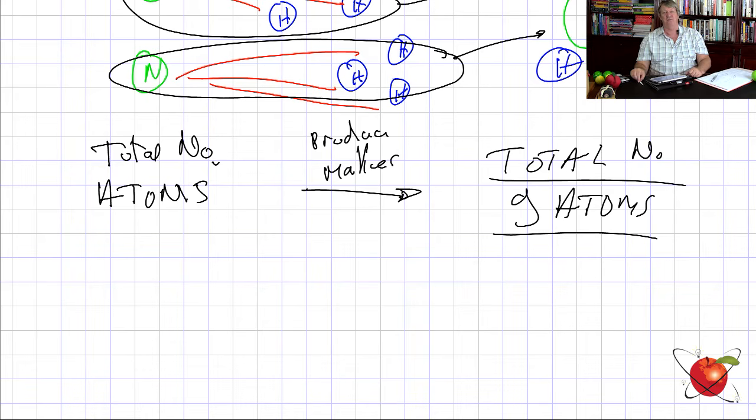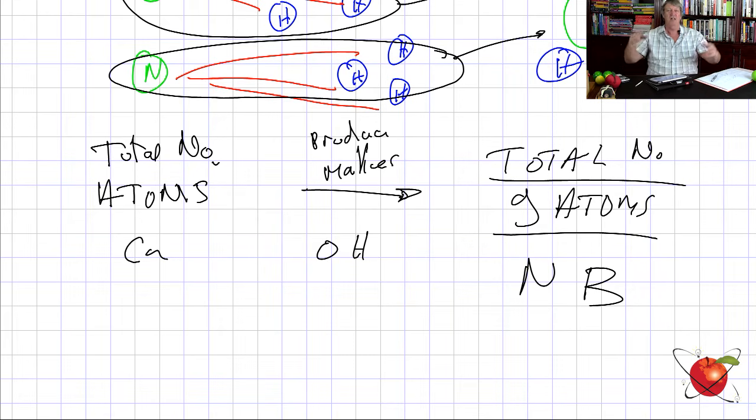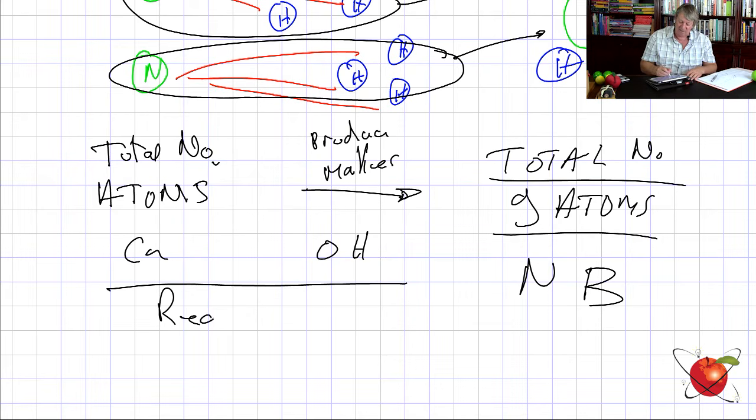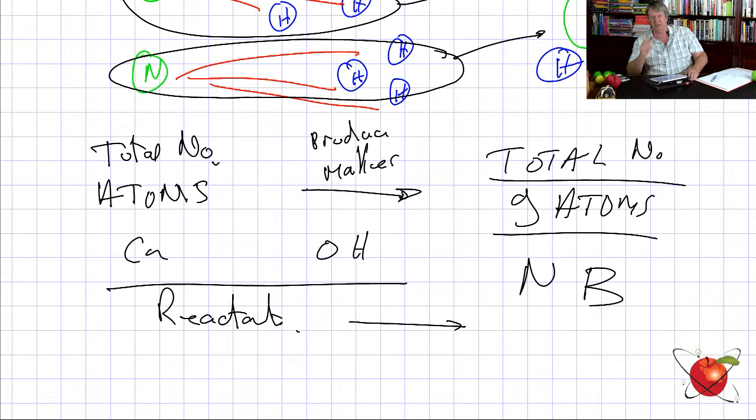So if we put in calcium and hydroxide over there, we have to have the same number on the other side. There's nothing else being added. We can't suddenly come up with nitrogen and boron, okay? It wasn't there in the beginning. So the reactants govern what we're going to get out, don't they?